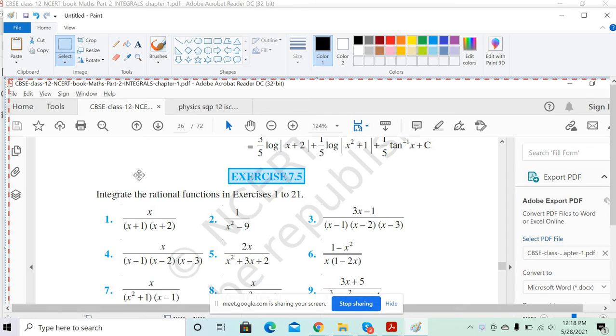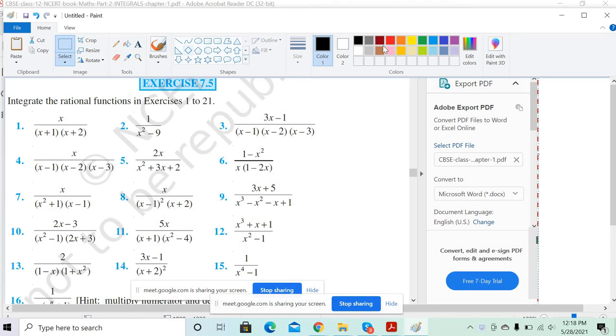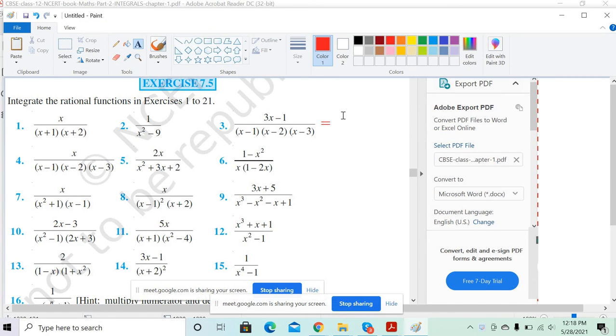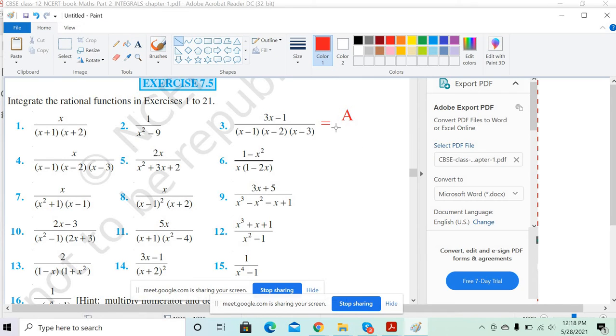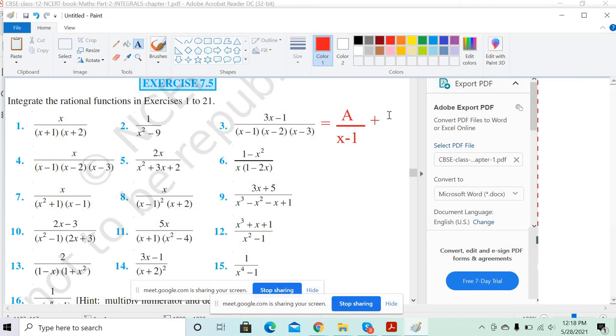Okay. So we have something. Basically, as per the partial fraction, you will be mentioning this as equal to a by something. What is the first? A by x minus 1. Yes. So a by x minus 1 plus b by x minus 2 plus c by x minus 3.